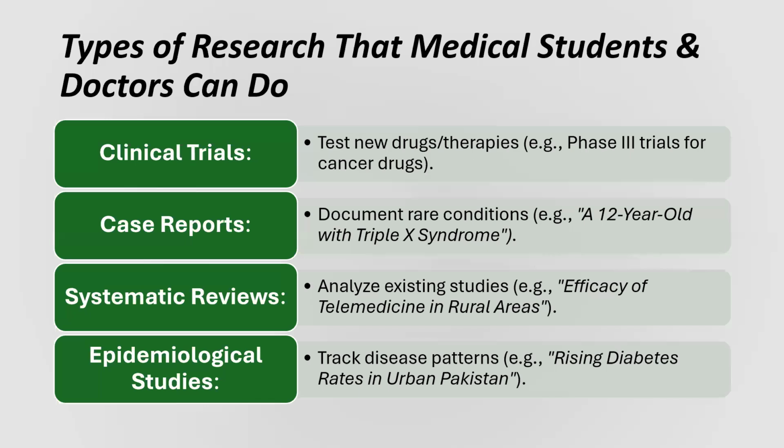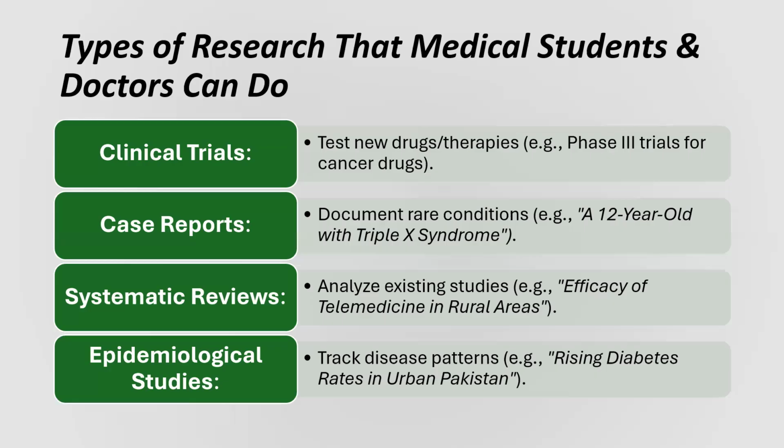Now there are other types of research, and if we look at examples, like clinical trials, you are testing new drugs or therapies, for example phase 3 trials for cancer drugs and things like that. You can set up clinical trial research. In case reports, you document rare conditions. For example, a 12-year-old with triple X syndrome is a very rare condition, so you report that, and this is a case report. Or there are other diseases which are not common in that place, that locality. So you can work on those specific cases.